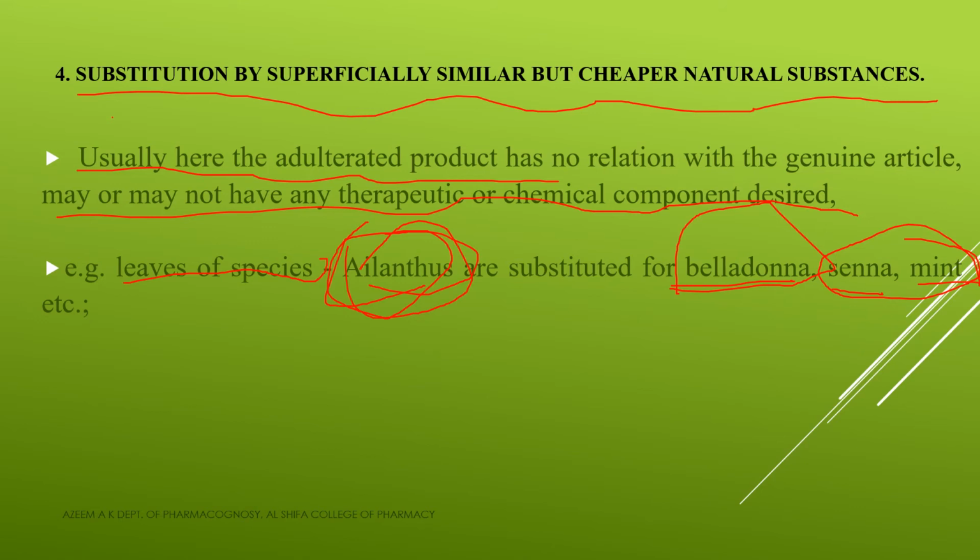But the former one is lacking in chemical as well as therapeutic property, but it has some similarity in their morphology. Clear? Because of that, we are substituting this leaf with the other one. So these are 4 different types of adulteration.